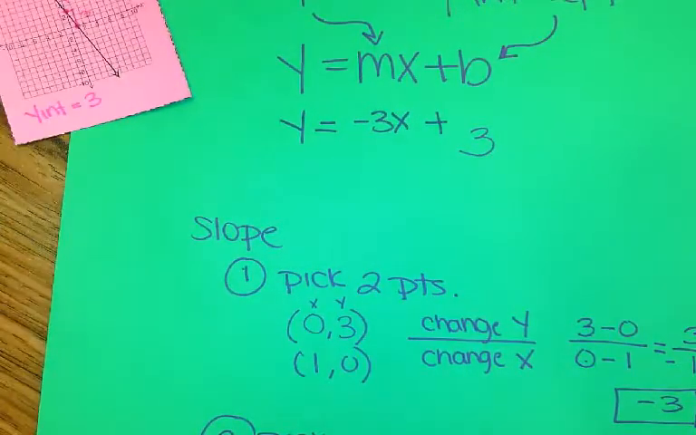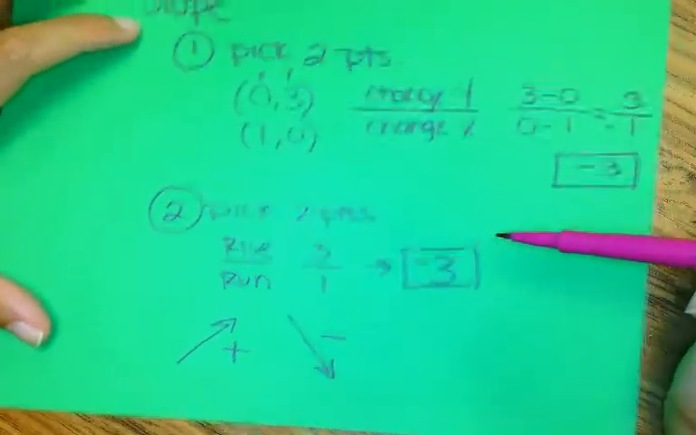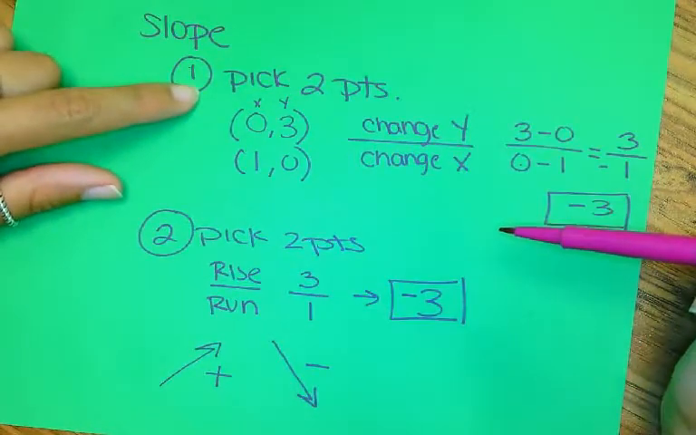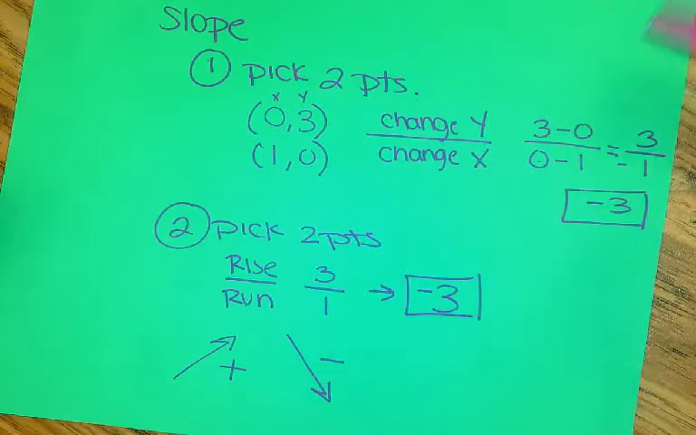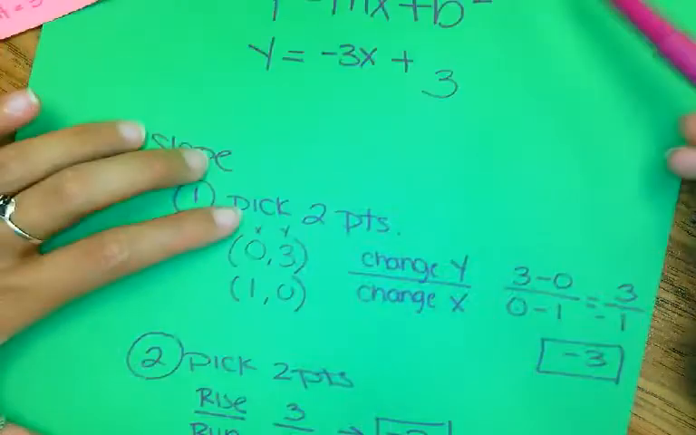Okay? That's basically it. Just remember, again, there's 2 ways. You don't have to remember how to do this way because it's on your formula chart. So if you want a formula chart, just ask me and I'll get you one. But yes, this is how you find slope. That's how you find your y-intercept.